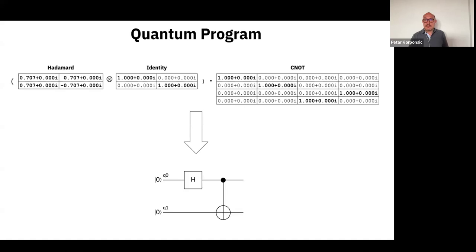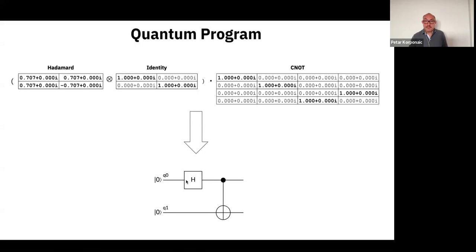And because drawing or writing these matrices is very uncomfortable, imagine that we have thousands of these matrices, it would be hard for a human to follow. So we have a shorter way to describe, draw or write a quantum program, and the shorter way is actually the quantum circuit, the quantum circuit diagram.